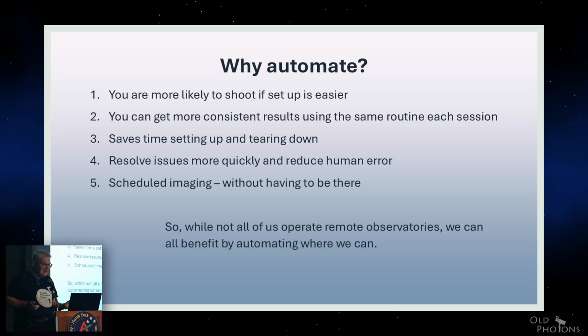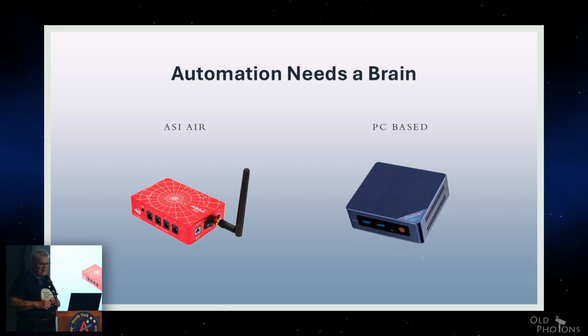The roof opens at astronomical dusk, and the two rigs are imaging when I get back home. So automation has a lot of advantages. Automation needs some kind of a brain in order to make it happen. So there are lots of options. Probably these are the two most common, the ASI Air or some kind of a PC-based system. You can also use StellarMate, Astroberry, KStars, and probably a few others that I haven't even run across yet.